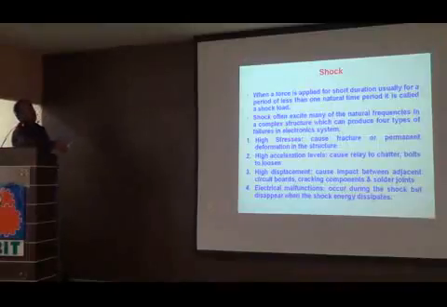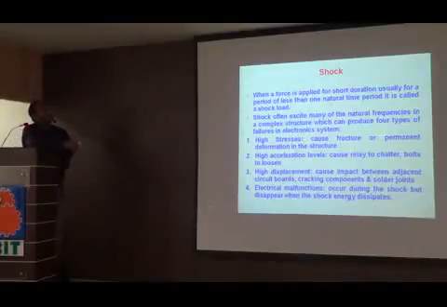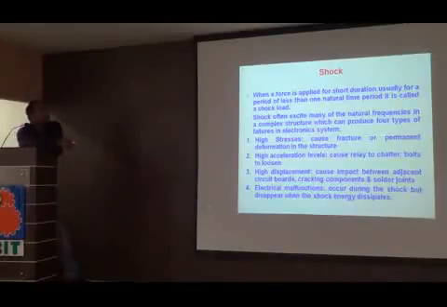Shock means a sudden transient impact of short time duration, caused by a sudden change in either the acceleration, velocity, displacement, or it can be a force also. And what shock does is it excites only natural frequencies, and it can produce failures like this. It can have very high stresses that can cause fracture or permanent deformation.